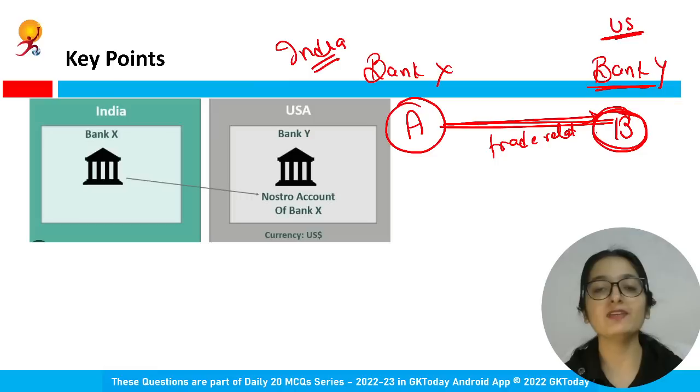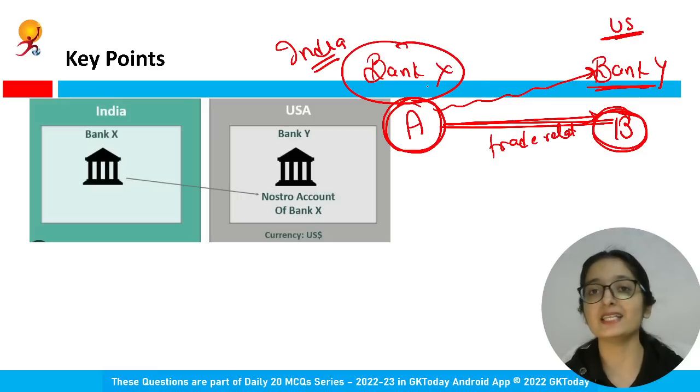So person B will give the payment. How will person B give the payment? Why is there an issue? Because this person A does not have any account in bank Y, nor does this bank X have any subsidiary in the US. So how will that happen?